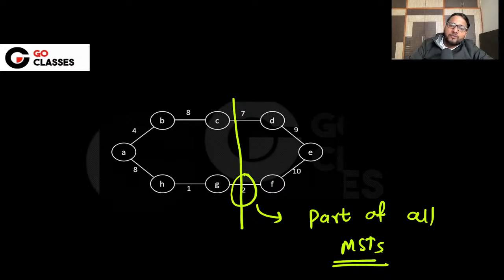Is this understood? For example, here, if you draw this cut, then this 4 is a part of all MSTs. So 4 must be the part of MST, right? So for example, if you draw this cut, then 1 is a part of the MST, like that. 1 is a part of every MST. So I hope you understood what a cut is.